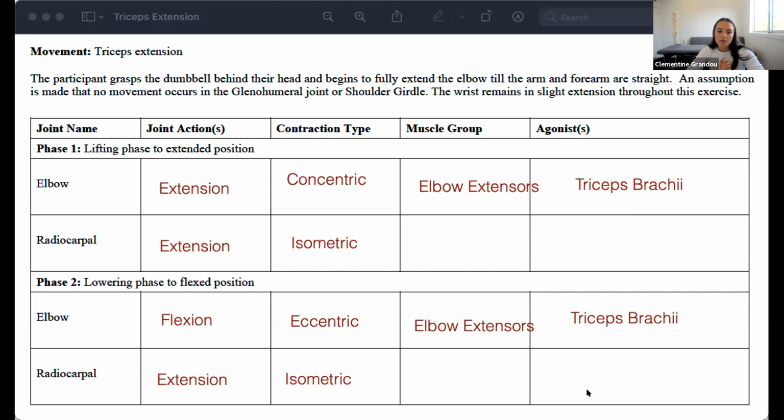Okay, and then at the radiocarpal joint, now this is where the tricky part is, because it's isometric, and with isometric, we know that there's no rule that we can follow. So we need to think about where the weight is, where's gravity pushing it down, what muscles are we using to hold the weight in this isometric position.